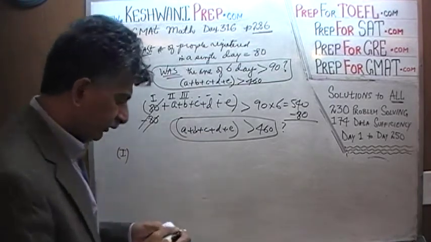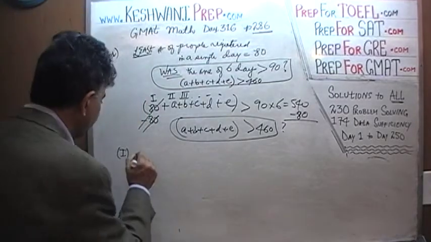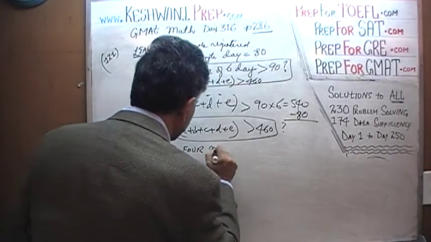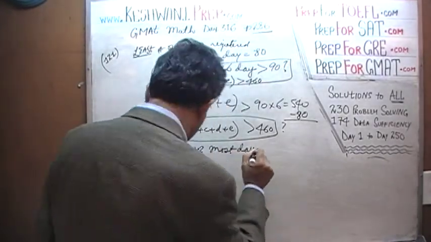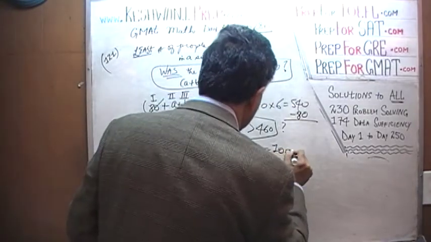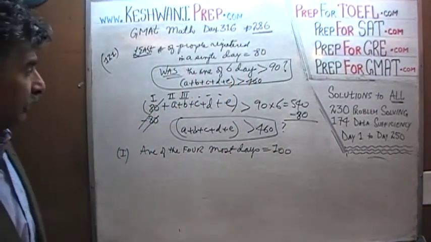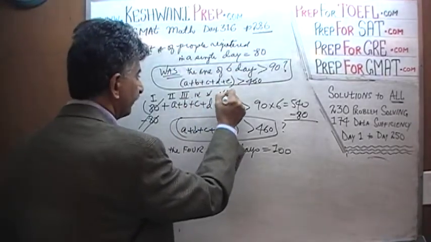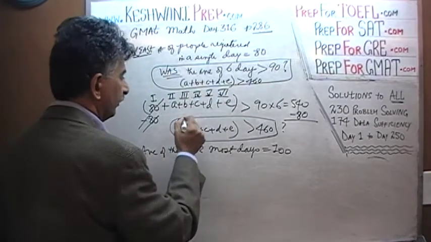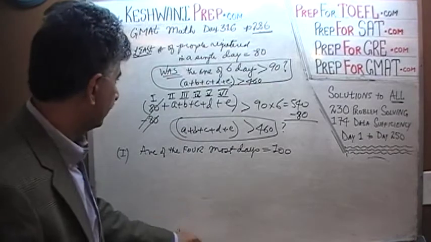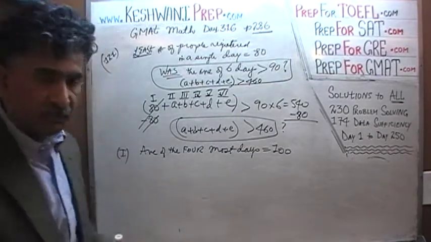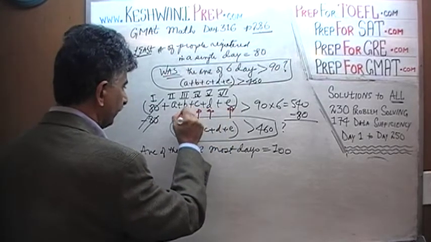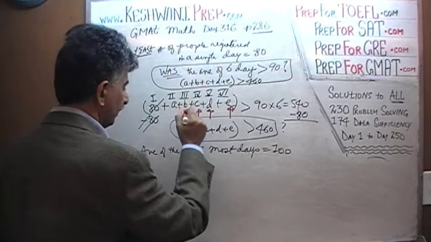In the first statement they tell us that the average of the four most popular days was 100. Well, the four most popular days are, remember, arranged in numerical order. So here is our day number 3, this is day number 4, day number 5, and day number 6. And these are the four most popular days. I'm going to change the color here so that we can see it properly. The four most popular days that they're talking about are, this is the most popular, then the next most popular, then the next, and this one. B plus C plus D plus E, this is what they're talking about.